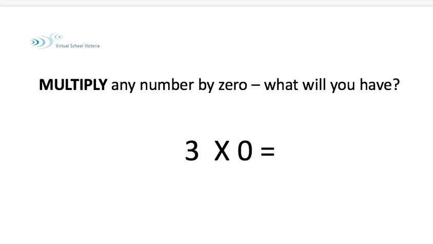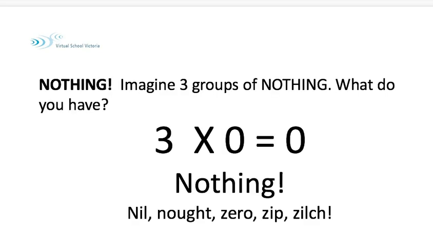But multiply any number by 0. What will you have? Are you one of the people who said that 3 zeros equal 3? Think about what you've just said. Nothing. You've got to say to yourself, I have 3 groups of nothing. What do I have? You can have 5 million groups of nothing. What do you have? You have nothing, nil, naught, 0, zip, zilch.